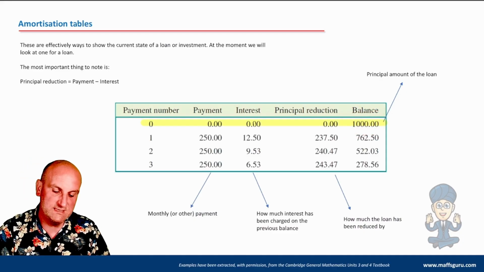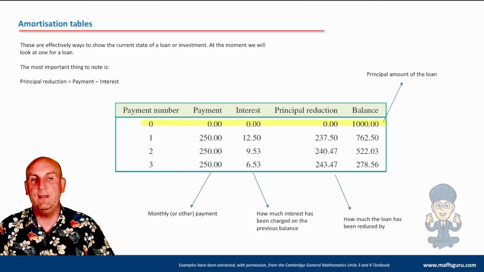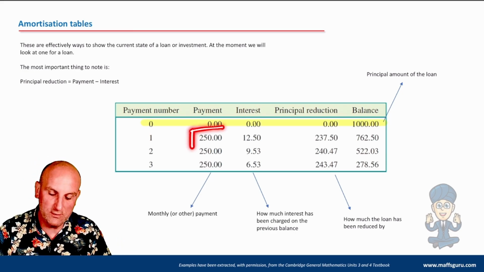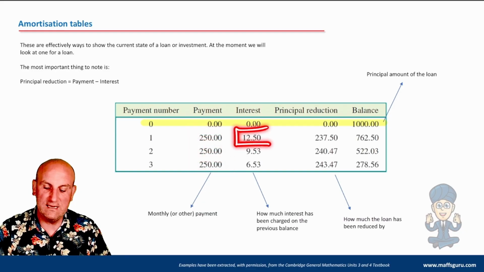Right, payment. What does it mean by payment? Well, if I've got a loan, I'm going to make payments. In this situation here, I'm making the same payment every single, let's say, month, for example, or weekly or whatever. I'm paying $250. Interest. Every single account will charge you interest.